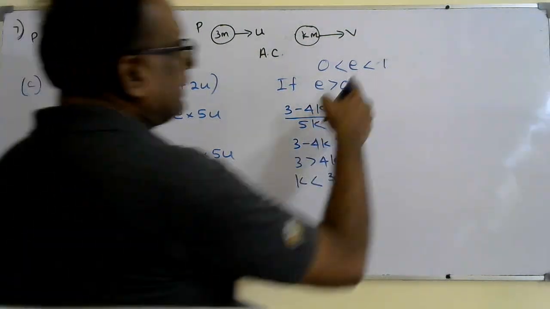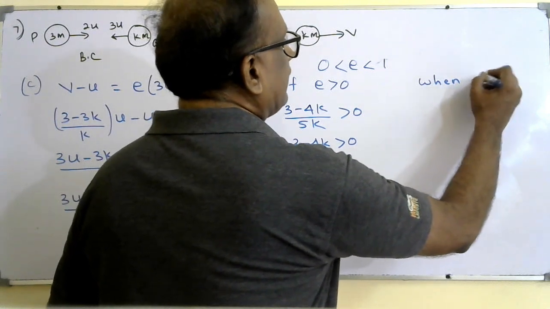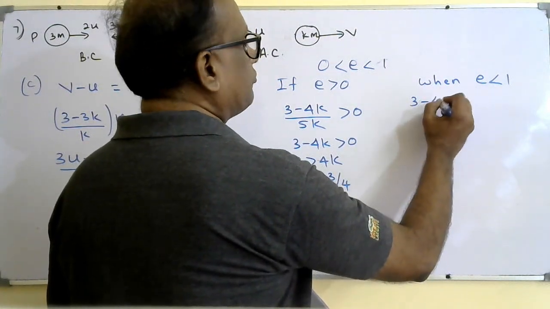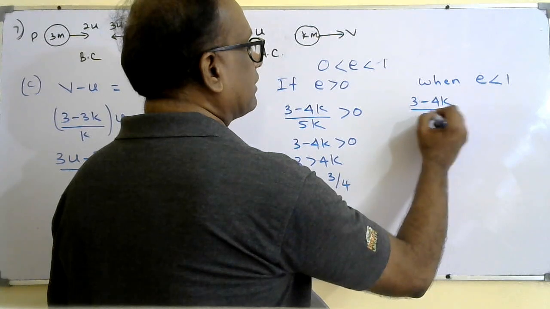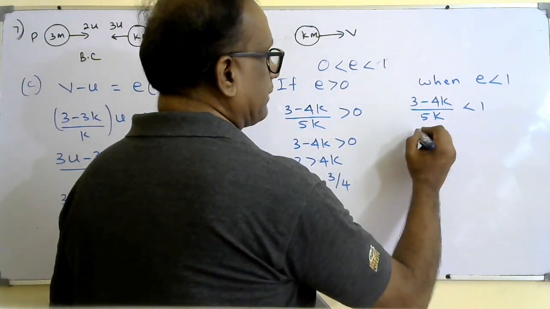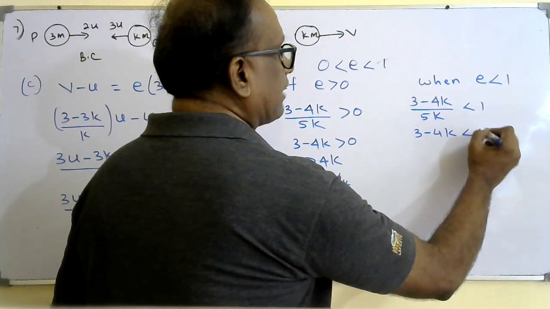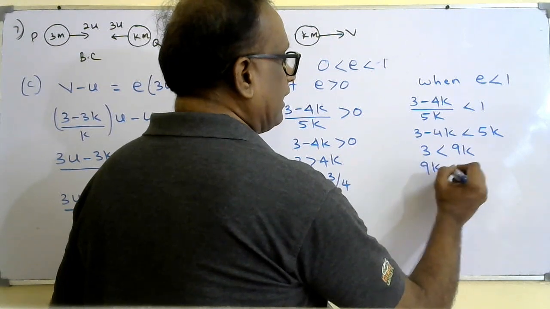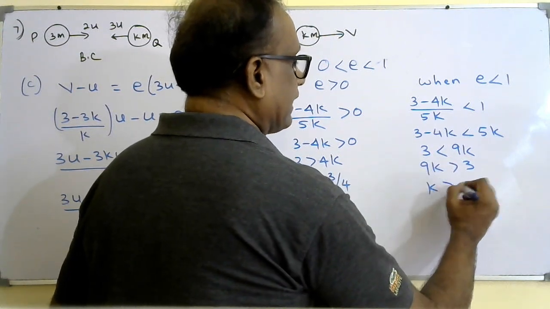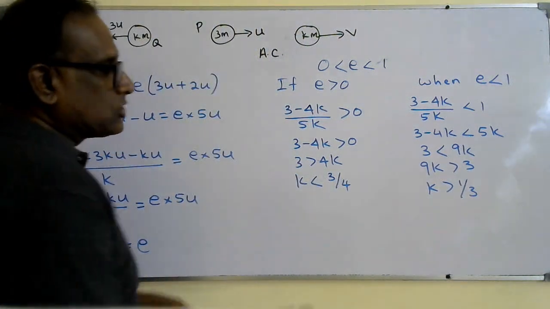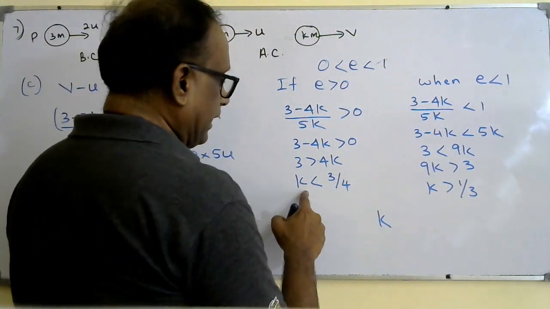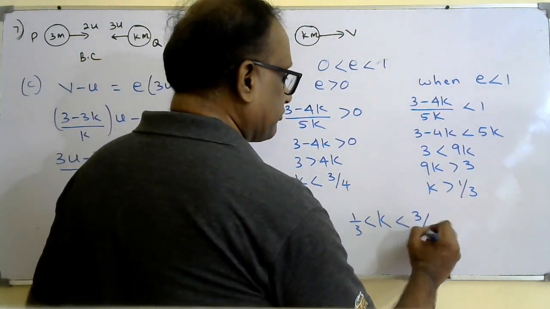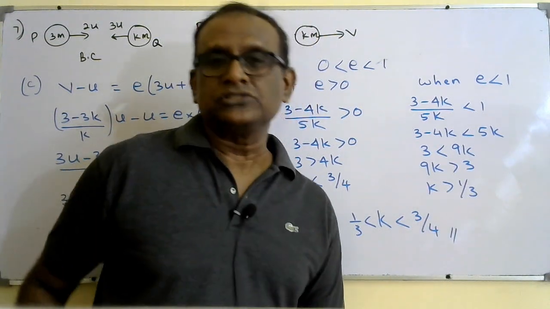Okay, then we'll take E less than 1. That means (3 minus 4K) over 5K should be less than 1. First multiply: 3 minus 4K less than 5K. That is 3 less than 9K, that is 9K greater than 3. So K should be greater than 1 over 3. Okay, so what could be the range of K? K should be greater than 1 over 3 and less than 3 by 4. That's the range, the final answer they asked us to find.